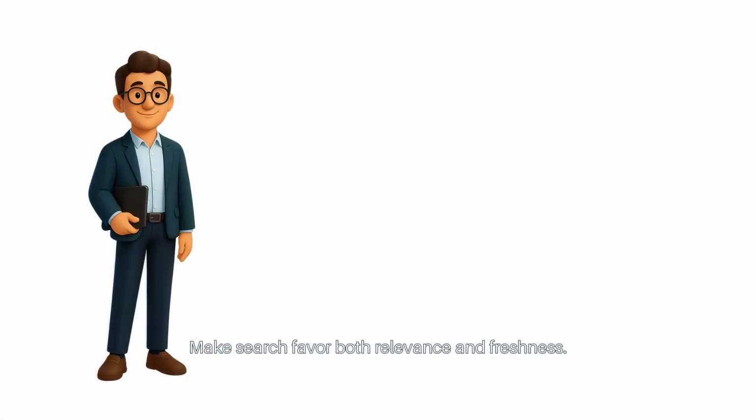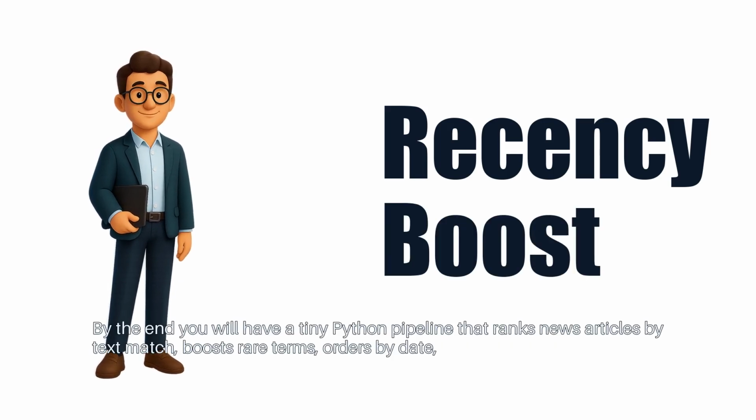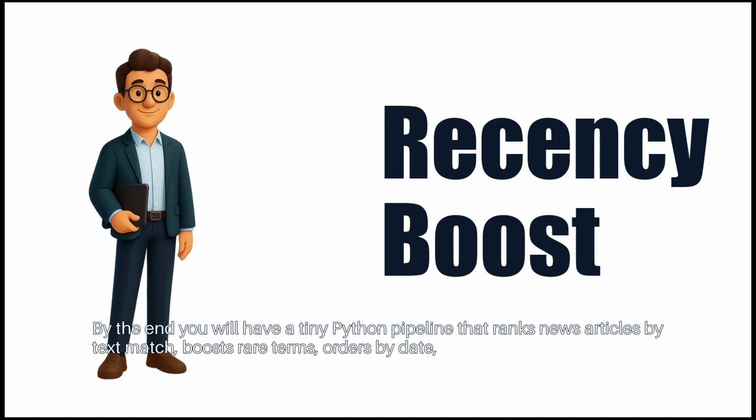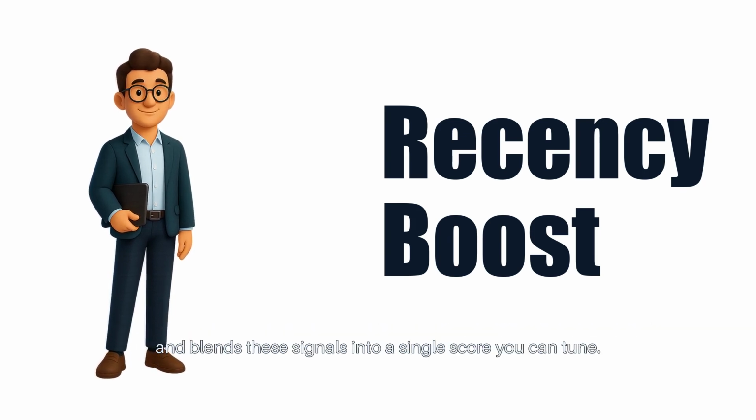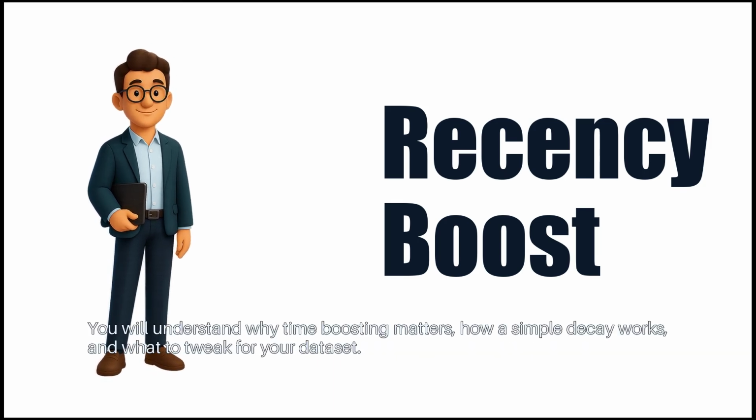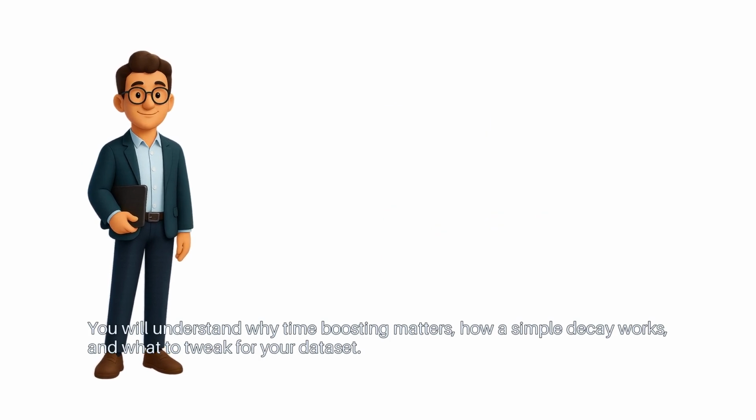Make search favor both relevance and freshness. By the end, you'll have a tiny Python pipeline that ranks news articles by text match, boosts rare terms, orders by date, and blends these signals into a single score you can tune. You will understand why time boosting matters, how a simple decay works, and what to tweak for your dataset.